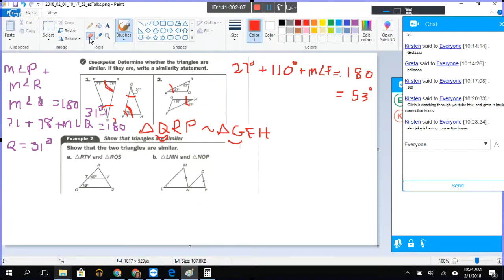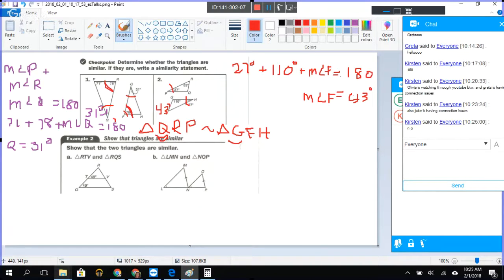All right, so sorry if I lost you in my calculations here, but we figured out that the measure of angle F is 43 degrees down here. So what do you think? Are these similar? Nope, because 43 does not match 53, so we would say these are not similar.